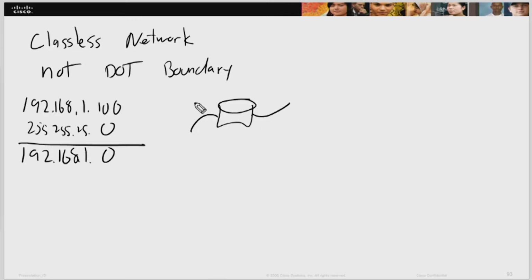Whenever we have a router, we have two different networks, network 1, network 2. I need to split this into at least two networks. But I don't have a number 2 here. Whoever gave this to me only gave me the 1. So what am I going to do? How am I going to make this work?